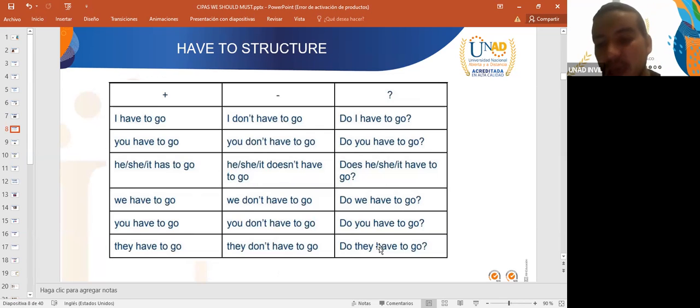And finally, we have the structure for questions. Do I have to go? Once again, you need to be aware of the subject. Because if you have I, you, we, you, or they, in that case, you are going to start the question by using the auxiliary. Which auxiliary? Well, the auxiliary do. But in case the subject of your sentence is he, she, or it, in that case, you have to start the question by using the auxiliary does. Okay? Does he have to go? Does she have to go? Does it have to go?